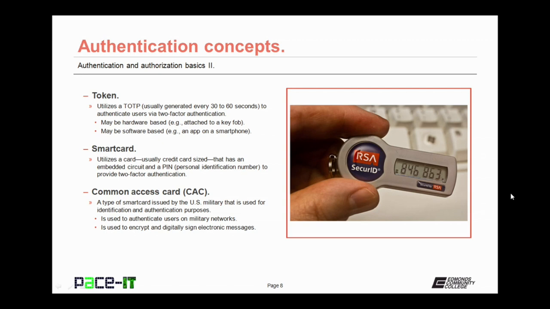Then there is the Common Access Card, or CAC. It's a type of smart card issued by the U.S. military that is used for identification and authentication purposes. It is used to authenticate users on military networks. It is also used to encrypt and digitally sign electronic messages.